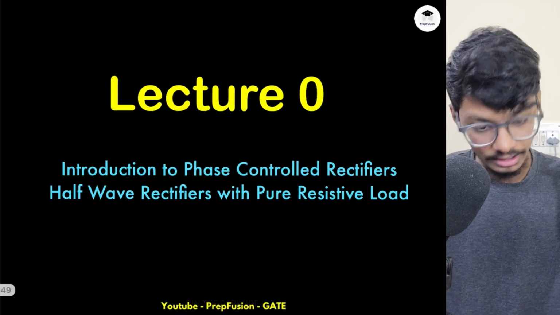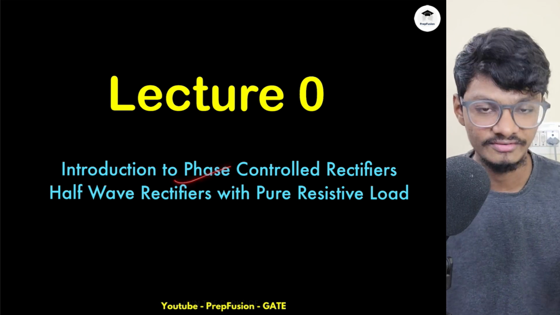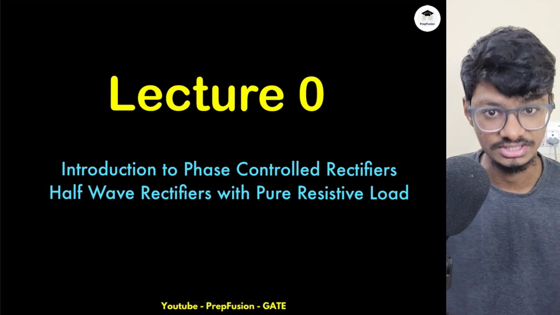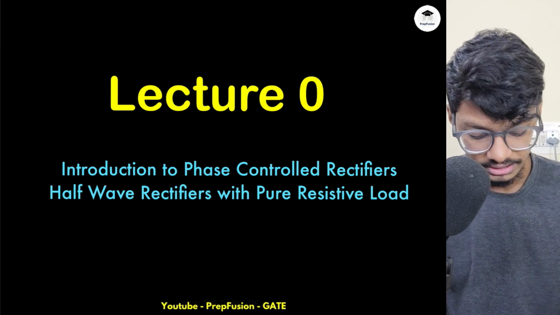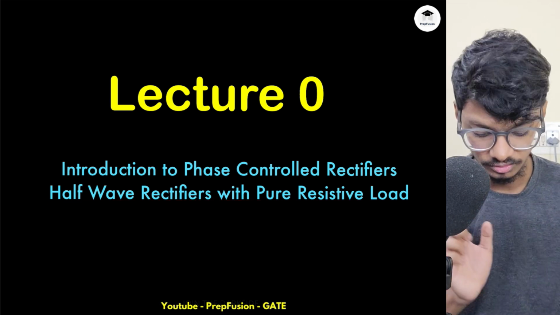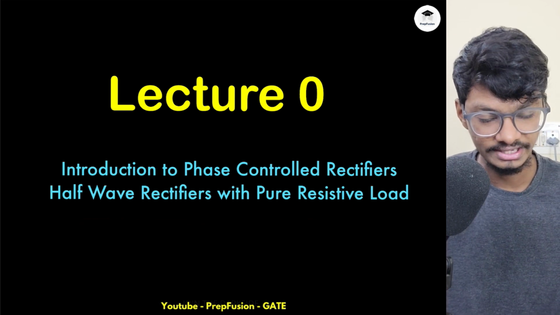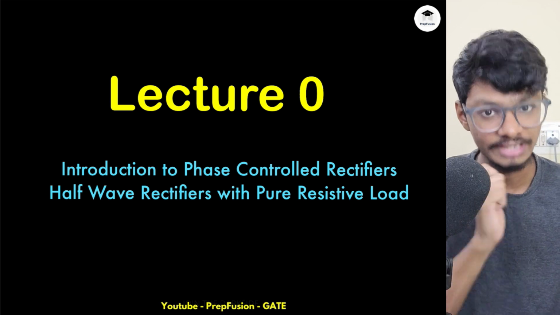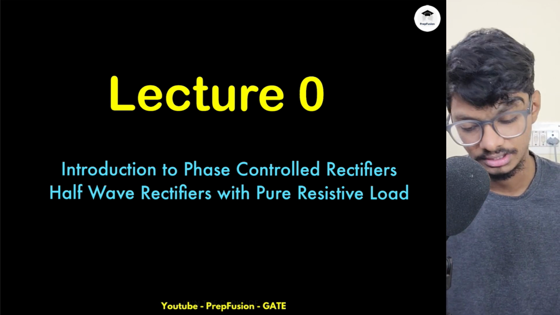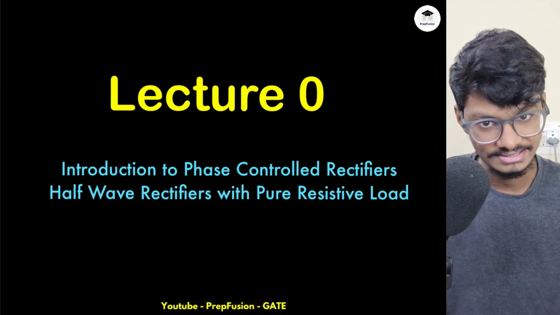So first of all, in this lecture we'll understand the introduction to phase control rectifier. What does phase control rectifiers mean, and what are the different classifications of phase control rectifier? All those things we'll learn. Then we'll start with the analysis of one of the rectifiers. Our first rectifier will be the half wave rectifier with pure resistive load. Even though I have taught this in the prerequisite as well, there I have taught this with diodes, not with SCR. I have done the analysis with diode, not SCR. So I will do the analysis here with SCR.